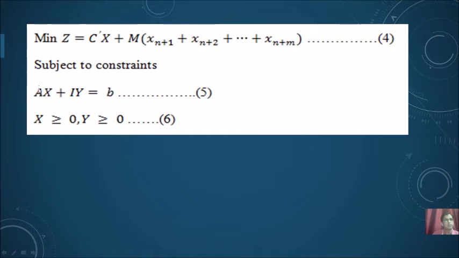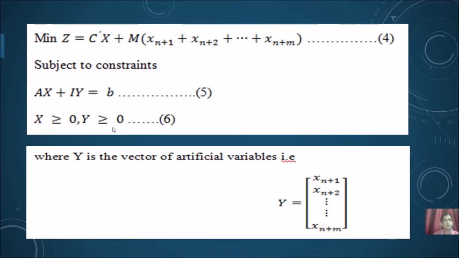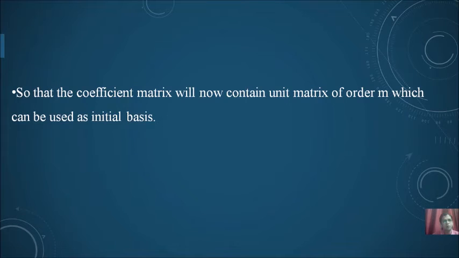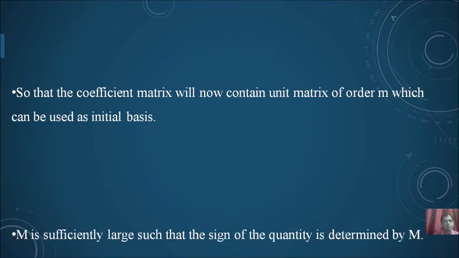Subject to the constraint Ax plus Iy equals b, where Ax is your original constraint and Iy is nothing but your artificial variables, x is greater than or equal to 0, and y should also be greater than or equal to 0. Here y is the vector of artificial variables, that is xn+1, xn+2, and so on up to xn+m. So the coefficient matrix will now contain a unit matrix of order m, which can be used as the initial basis.